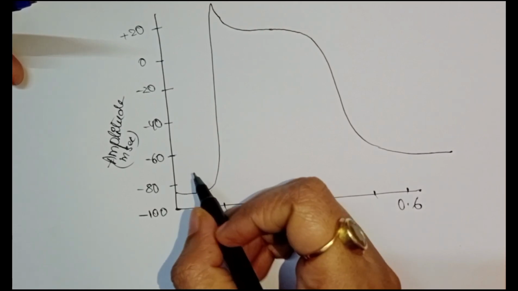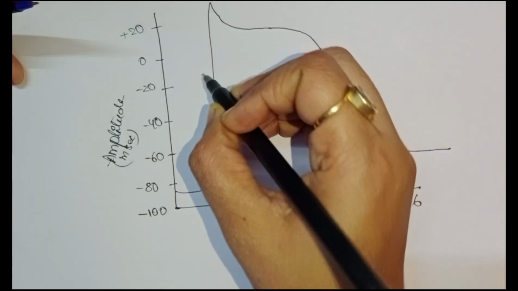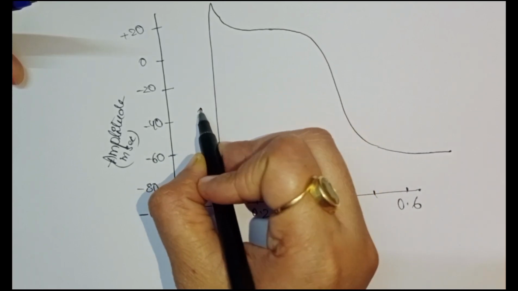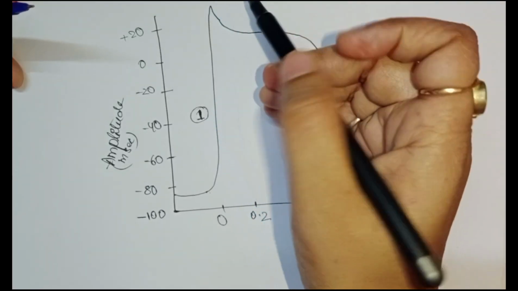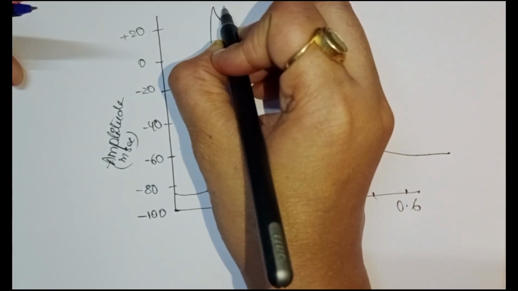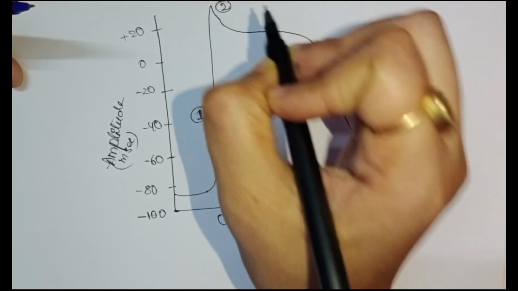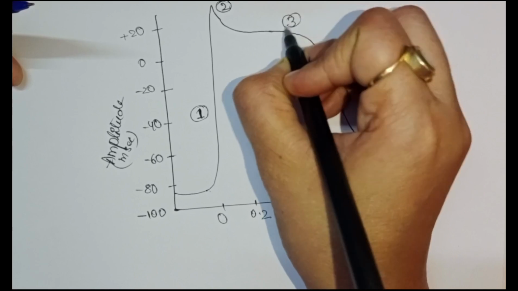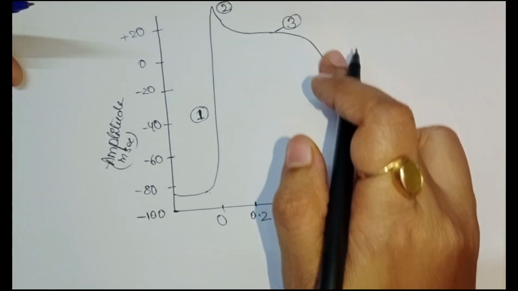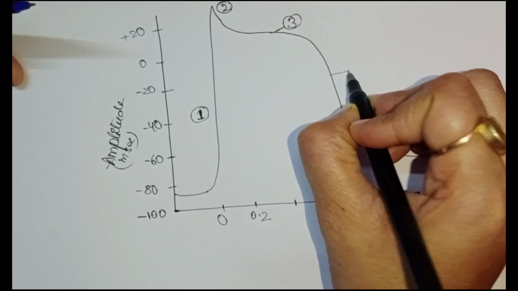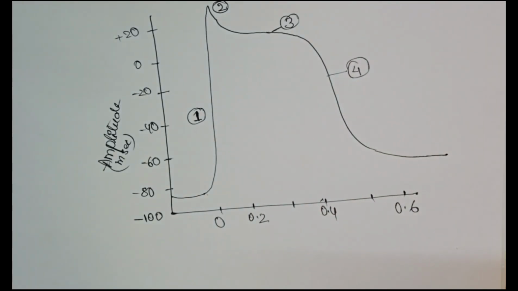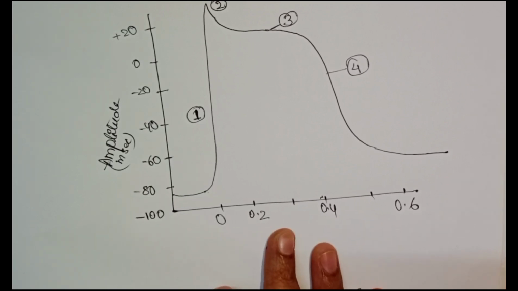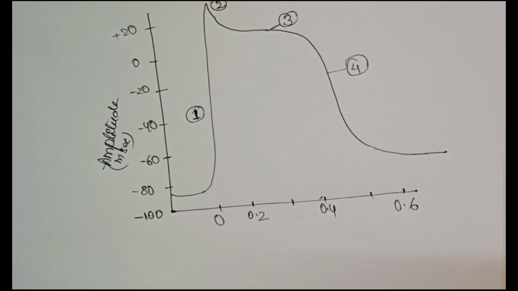So when we draw the graph of action potential, it is like this. This initial phase is the first phase, that is initial depolarization. This notch area represents the initial repolarization, and this is the plateau phase, and this is the final repolarization. This shows the curve of action potential in ventricle.